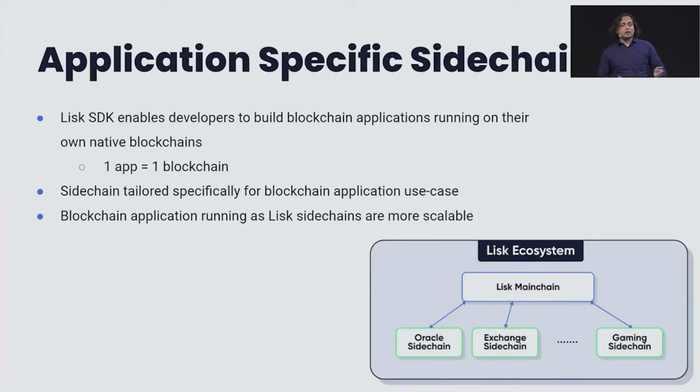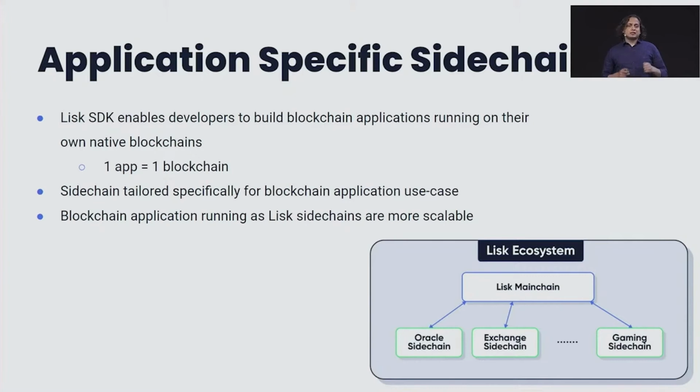Now let's see how we can resolve these problems with the Lisk ecosystem. With Lisk, you can build application-specific sidechains. What this means is that Lisk allows developers to build blockchain applications running on their own native blockchains, which means one application equals one separate sidechain. All these sidechains are connected to the mainnet via interoperability.